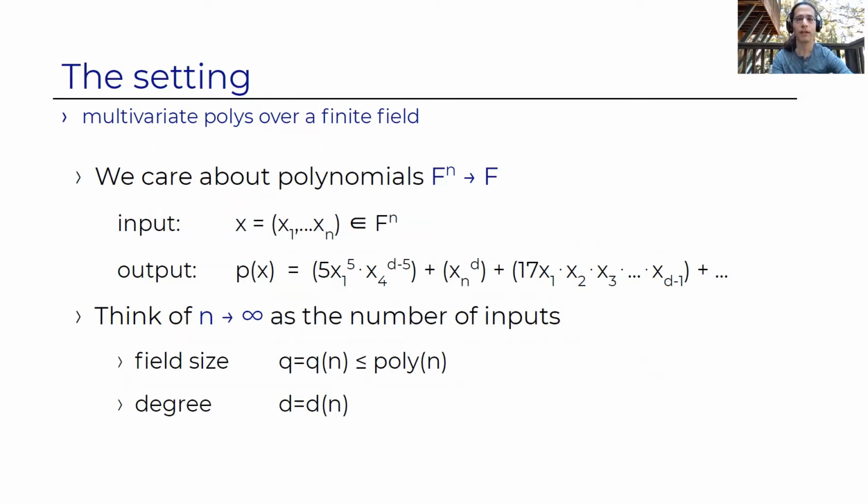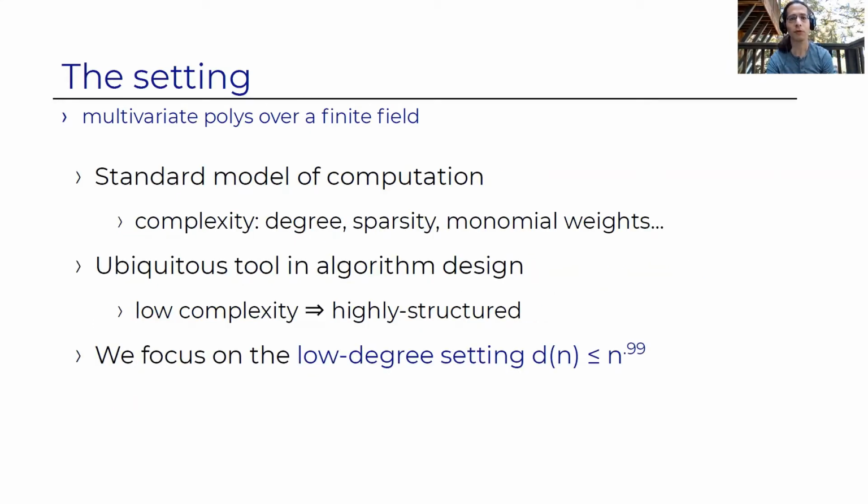And we think of n as the main asymptotic complexity parameter. So the number of variables is large and it grows, and we think of the field size and of the degree as potentially dependent on n. We will care both about small fields and about large fields. And this is, of course, a standard model of computation. We measure its complexity, for example, by the total degree, or by the individual degree, or by the sparsity, or the weight of monomials, etc.